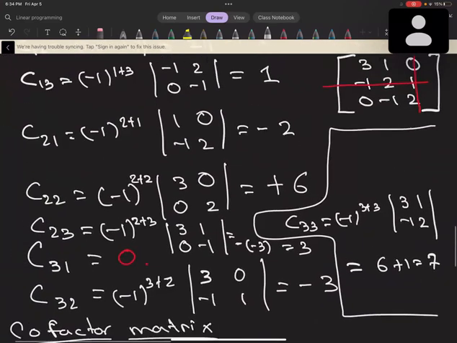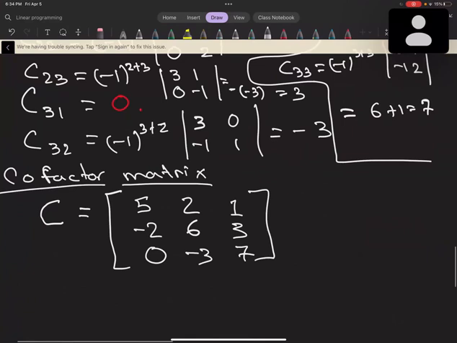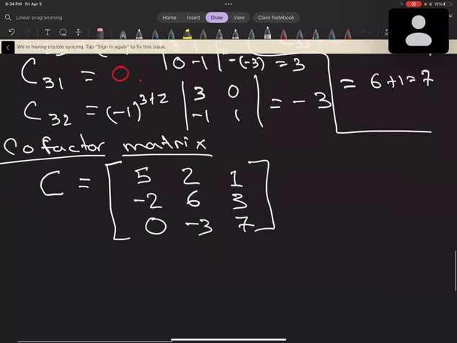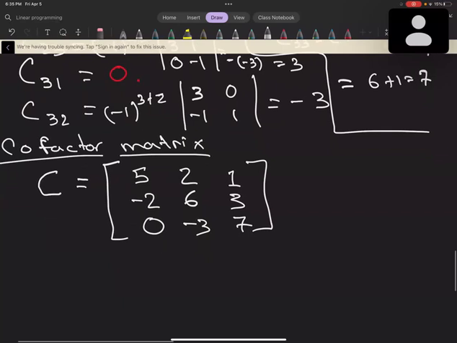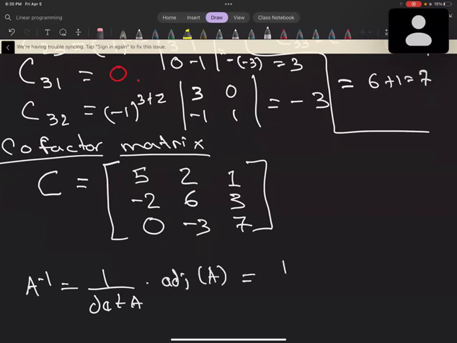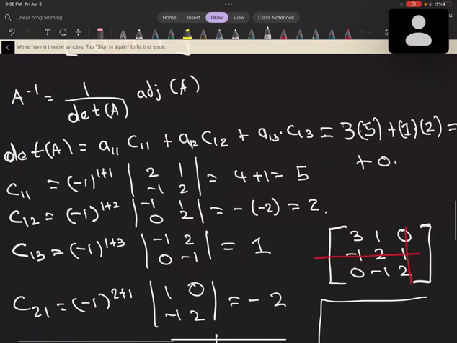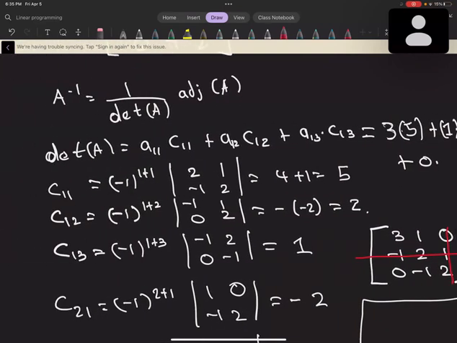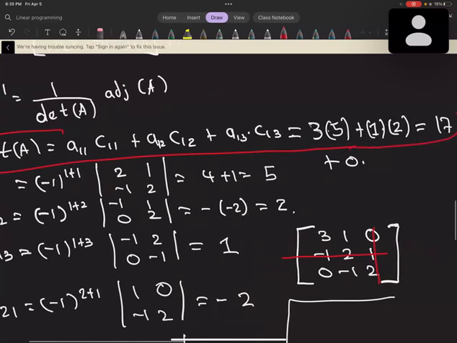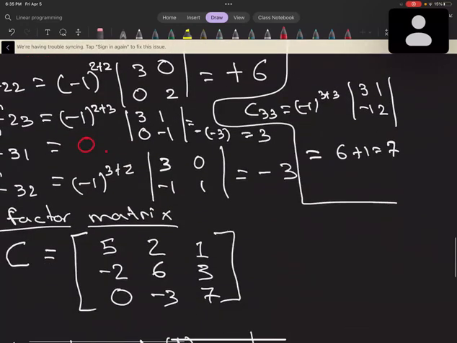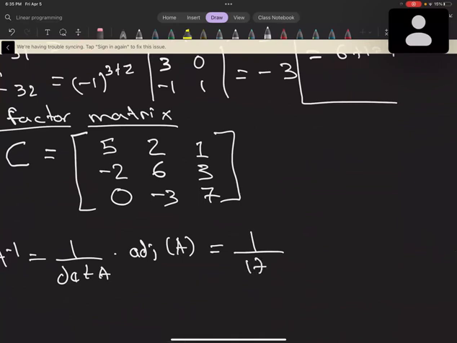This is all. I took it all from this that we calculate. So 5, 2, 1, minus 2, 6, minus 3, 3, 0, 3, minus 3, 7. Okay. Now, so remember, the inverse of A is 1 over the determinant of A times the adjoint. Remember A is 17, right? So we found it here, 17. That's my determinant. So this is 17, 1 over 17 times the adjoint.